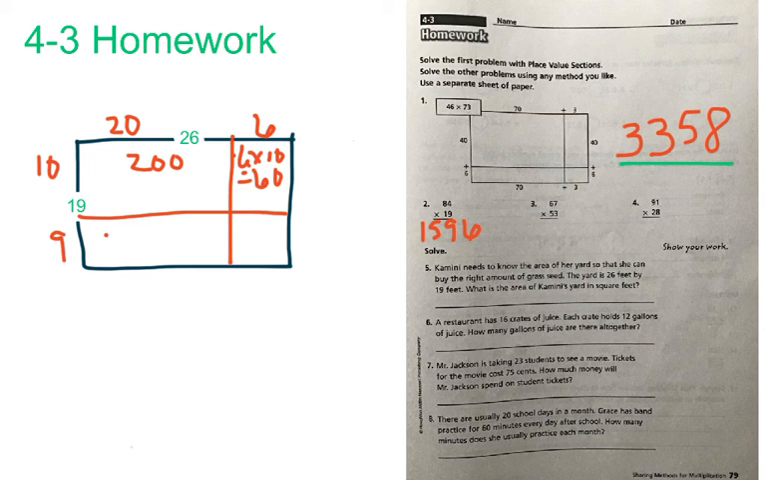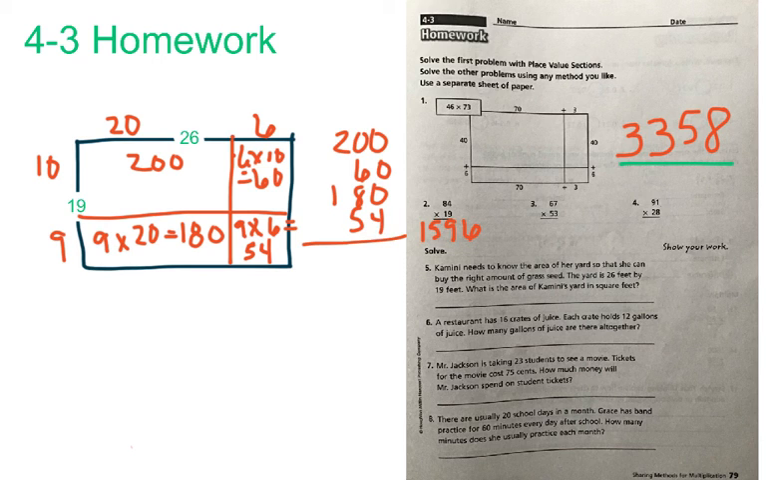And this box down here would be 9 times 20. Put down your 0. 9 times 2 is 18, so it's 180. And this would be 9 times 6, which is 54. And then you could just add those together. You'd have 200 plus 60 plus 180 plus 54. And then you could add.